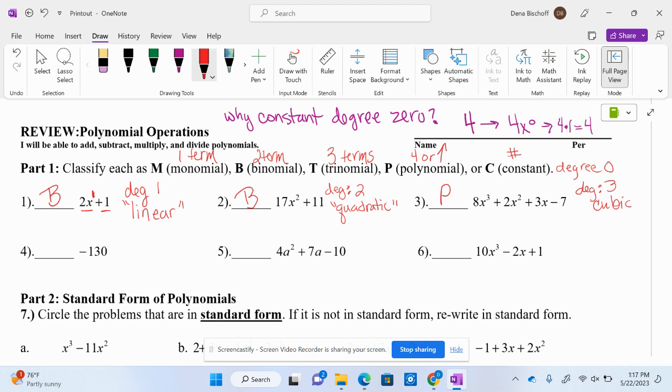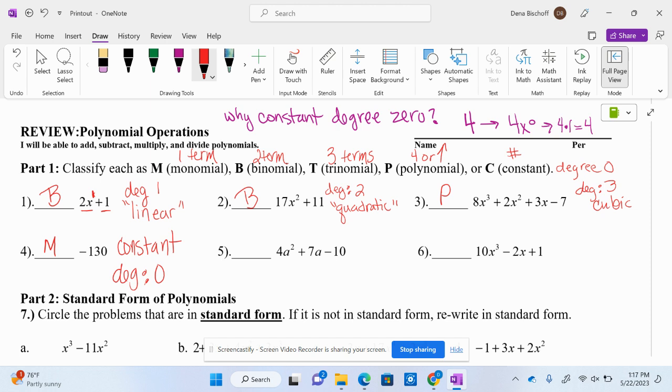Number 4, well, it's a monomial. It's a monomial because it's one term. We call it a constant. We call it a constant because it is degree what? Degree 0. Yes.